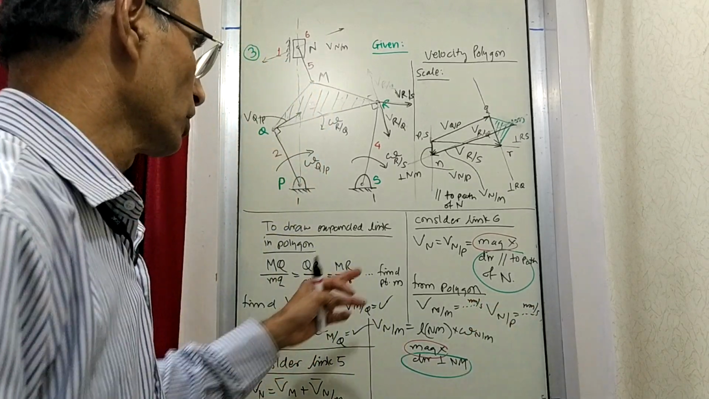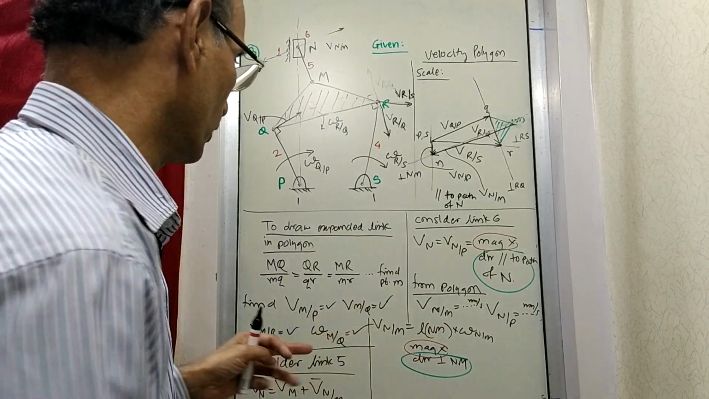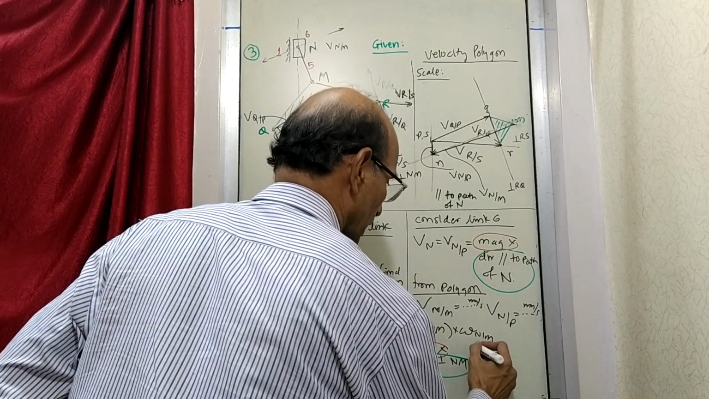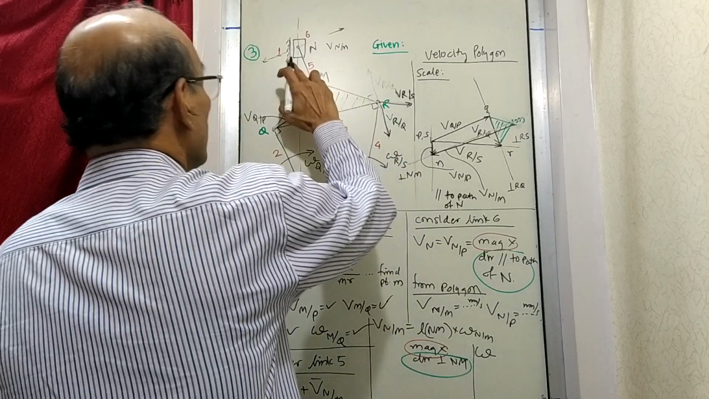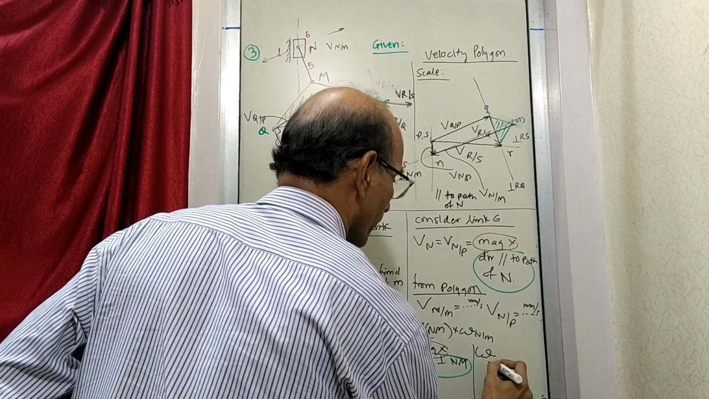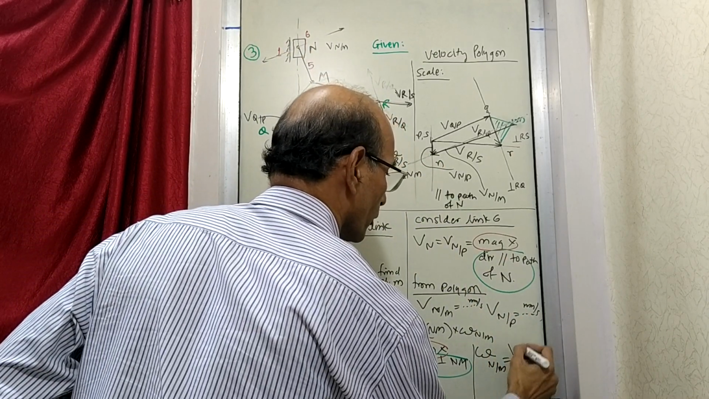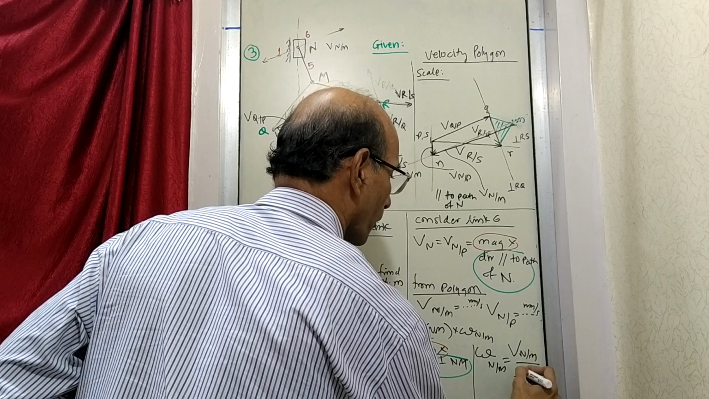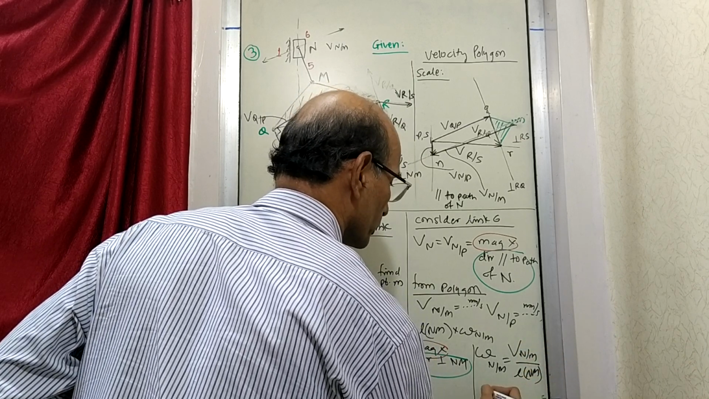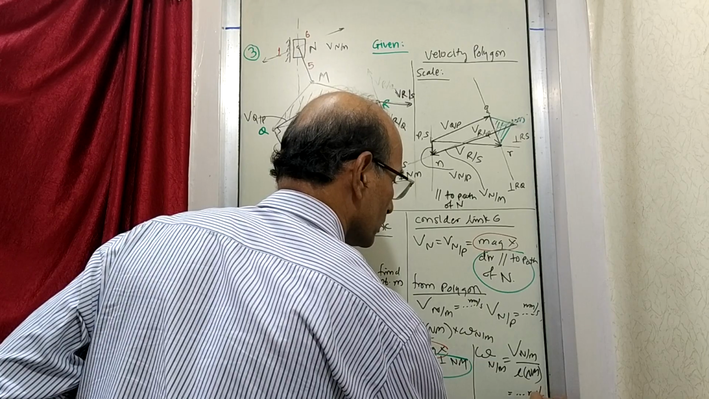So having known the velocities, now you can find out the angular velocity. So what is going to be the angular velocity? I'll write here. Angular velocity of N with respect to M is equal to velocity of N with respect to M upon the length NM. So this will be in radians per second.